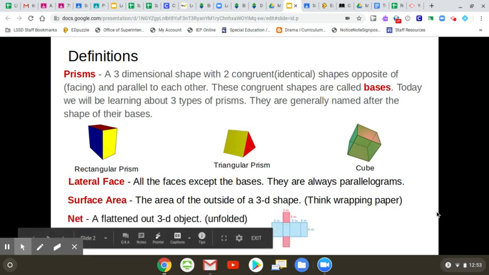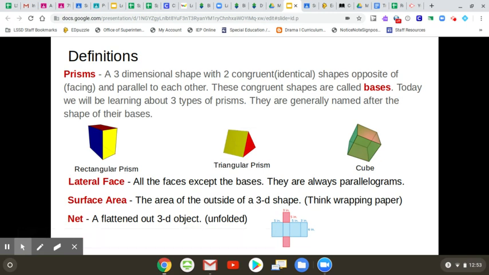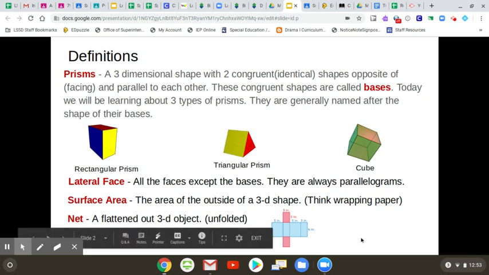And finally, we need to talk about the net. This should be review. A net is just a flattened out 3D object. So if you just took it and you unfolded it on all the seams, what would it look like? It would look like this. That's the net. So let's go ahead and get started with solving our first one.